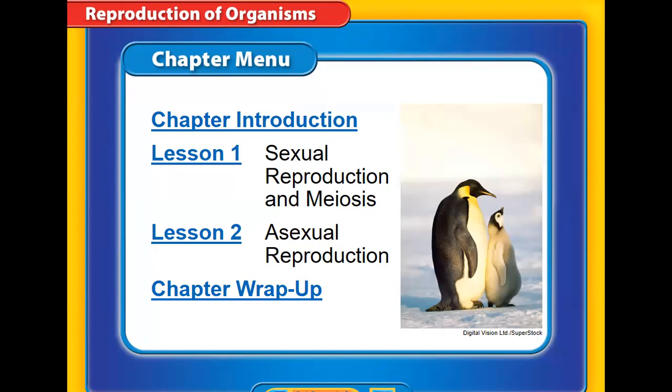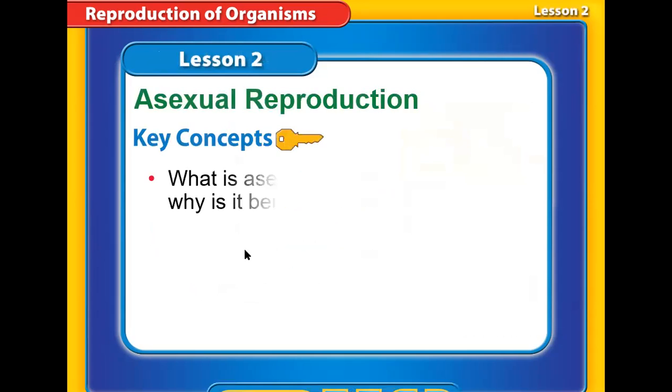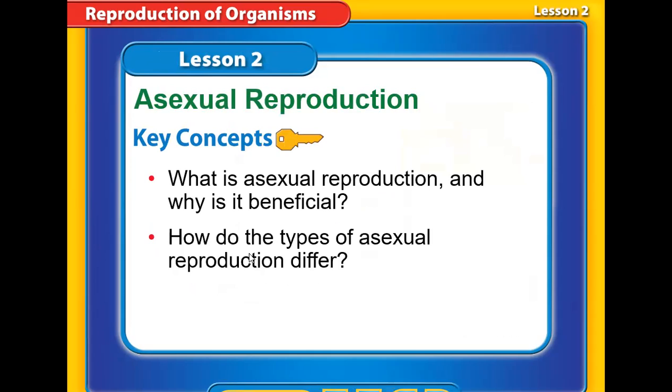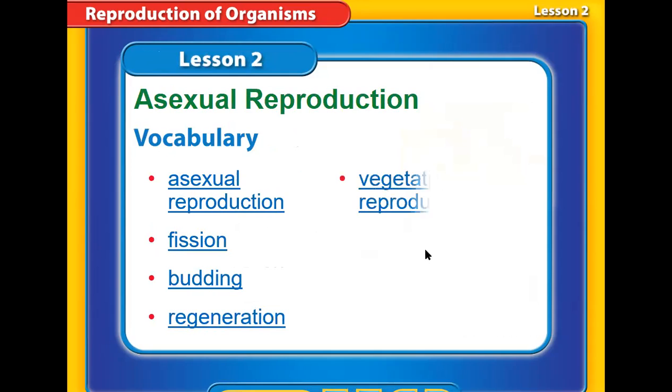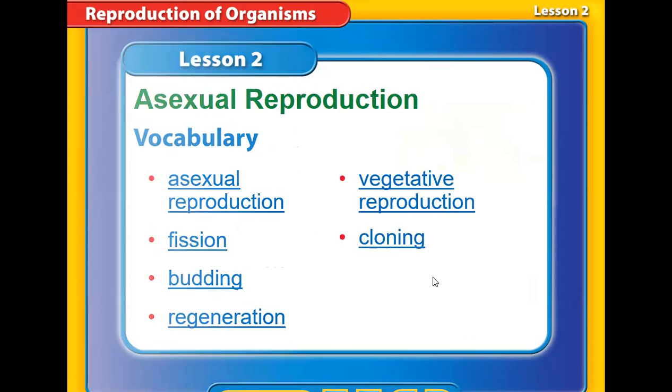parents. So today we're going to pass to the other type of reproduction, which is asexual reproduction. So here in that lesson, after it we should know what is asexual reproduction and why it's beneficial, what the benefits or advantages of asexual reproduction are, and how the types of asexual reproduction differ, or the ways in which asexual reproduction could happen. So the new vocabulary, new terms which we're going to learn: asexual reproduction, fission, budding, regeneration, vegetative reproduction, and cloning, that's the last term which we're going to know.